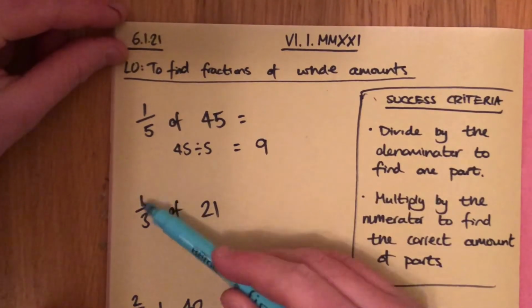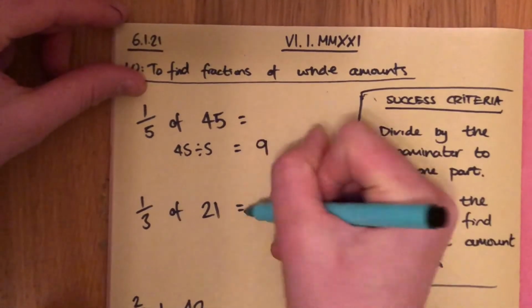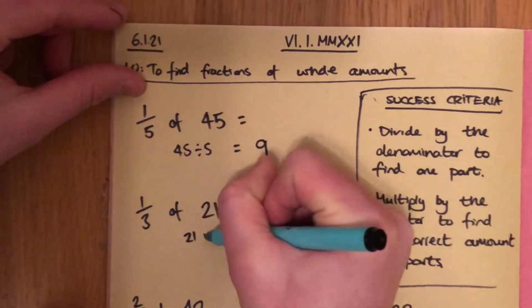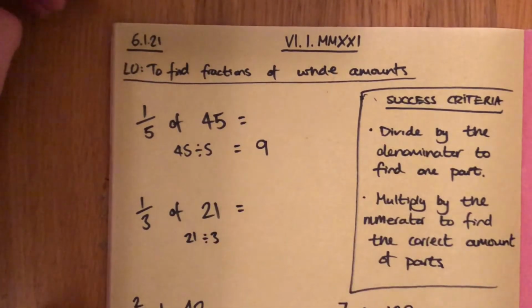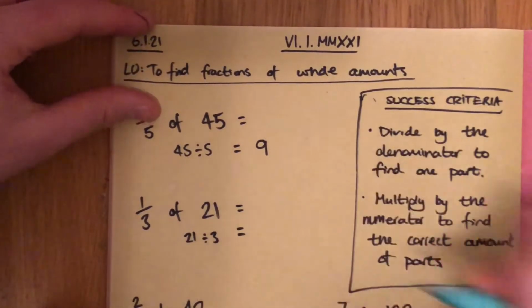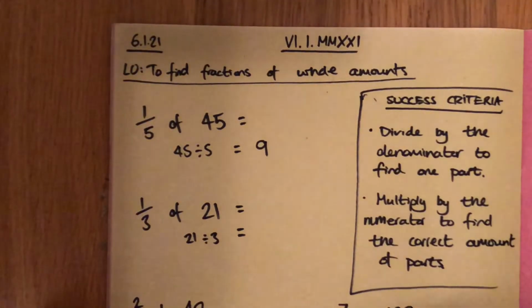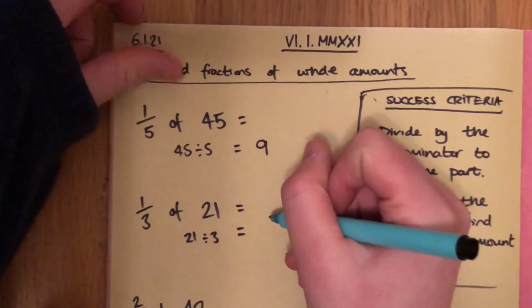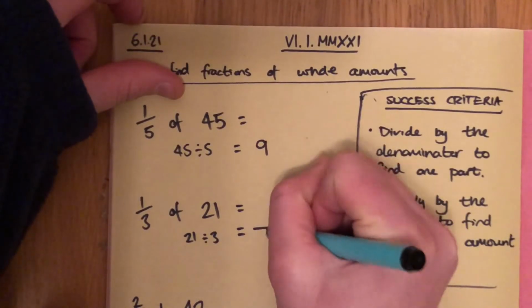Again, here we're just finding 1/3. So I've got to divide that 21 into 3 groups and see how many are in each group. Well, 21 divided by 3. Again, hopefully we know that. If we don't, count up in 3s until you get there. But our answer is 7.